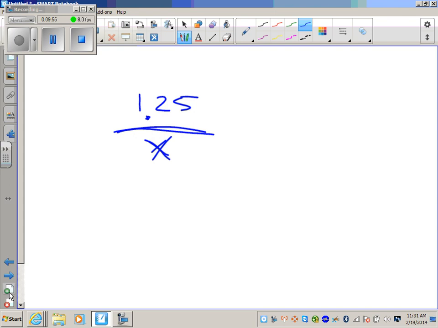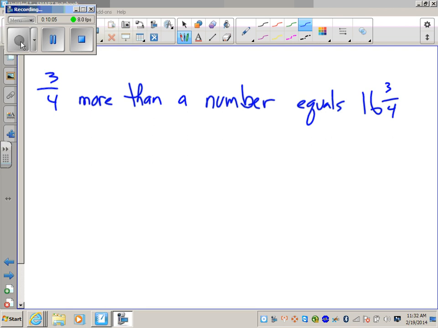Try number 5. 3/4 more than a number equals 16 3/4. This is just more than. We're not talking multiplication here. All right, 3/4 more than a number. Like we said yesterday, you break it up a little bit. And you see terms like more than. What do you think of? Adding, right? And when you see this phrase, you're going to see it a lot.